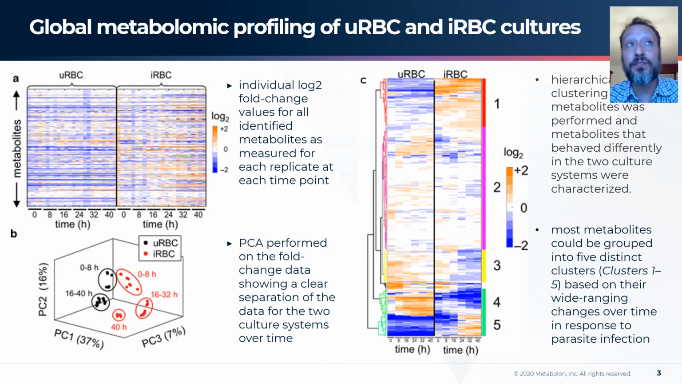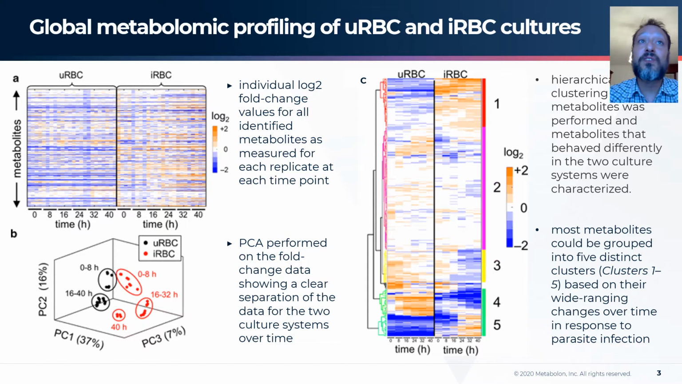blood cell cultures. In figure A, so in the top left, you can see the individual log base 2 fold change values for all identified metabolites as measured for each replicate at each time point. Compared to the infected red blood cell cultures, which showed increases in fold change values late in the IDC, so at 32 to 40 hours, the uninfected red blood cell cultures showed fewer metabolite changes over time.